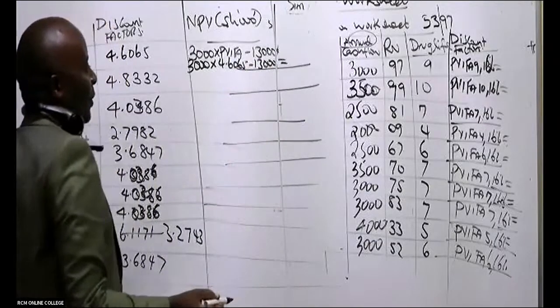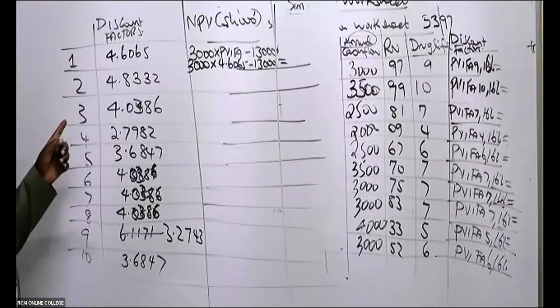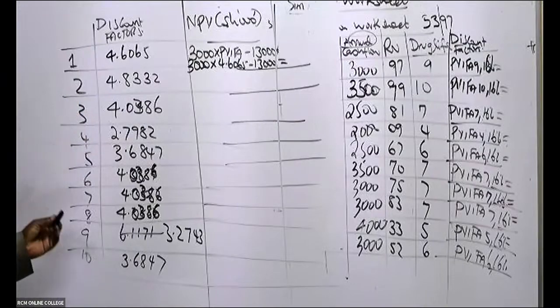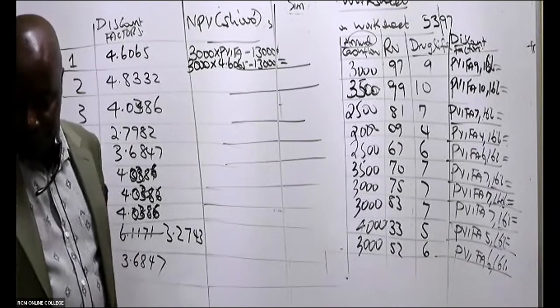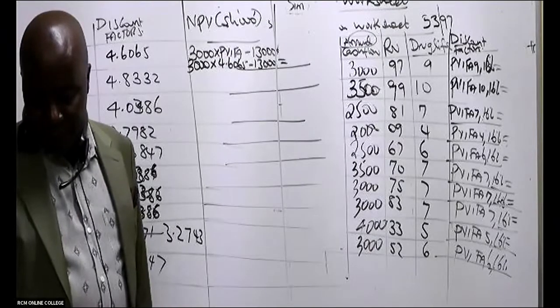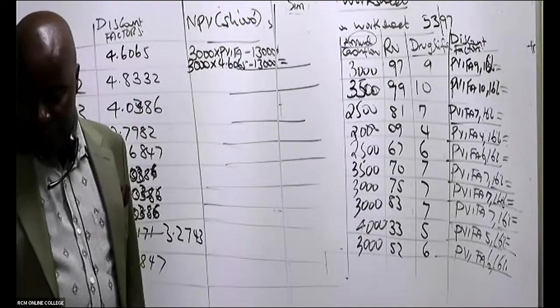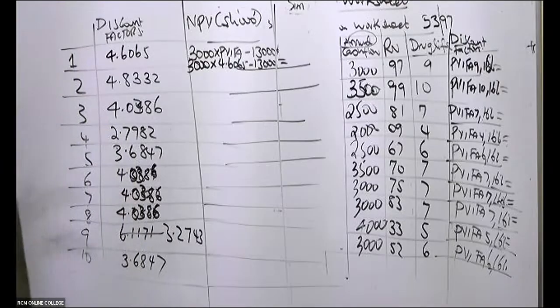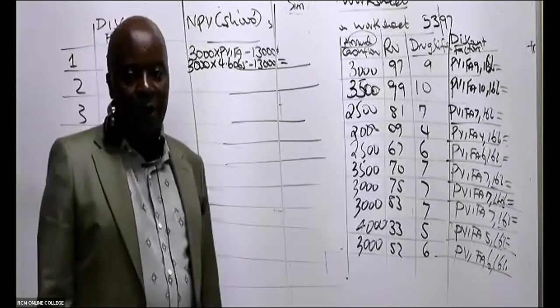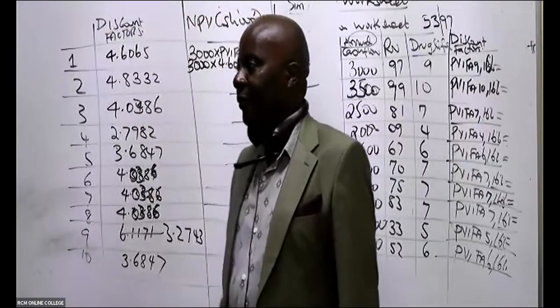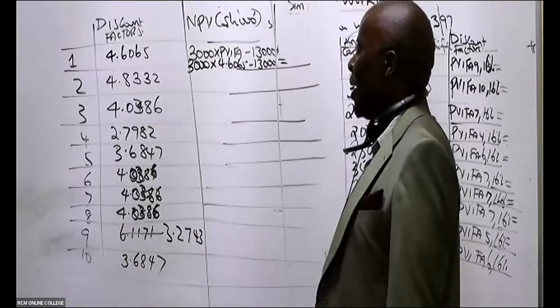So 3,000 times the discount factor minus 13,000. Yeah, minus 13,000. Now the online students are not even giving me any answers, unfortunately. So what figure are we getting here?